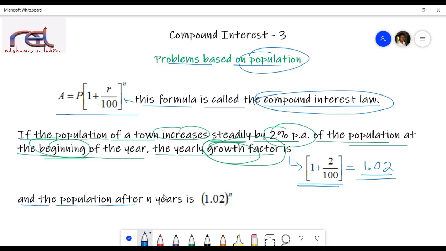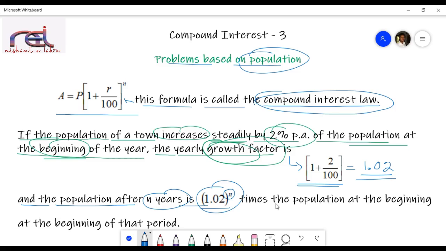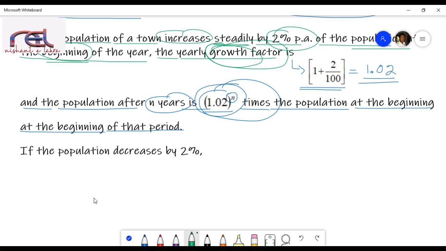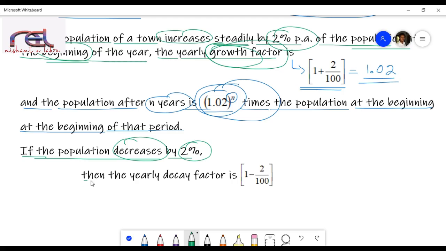Okay, and so the population after n years. We do not know how many years, but let's say the population after n years is 1.02 to the power n. This is taken from the formula of amount. Right, and the population after n years is 1.02 to the power n times the population at the beginning of that period.